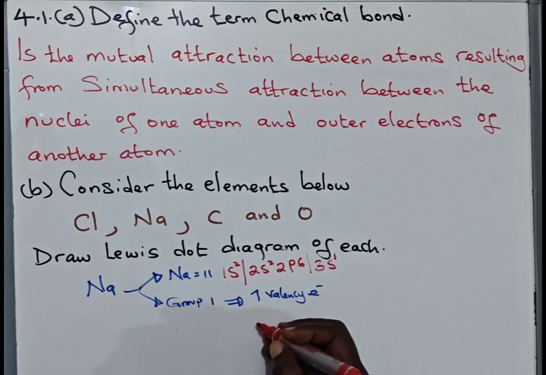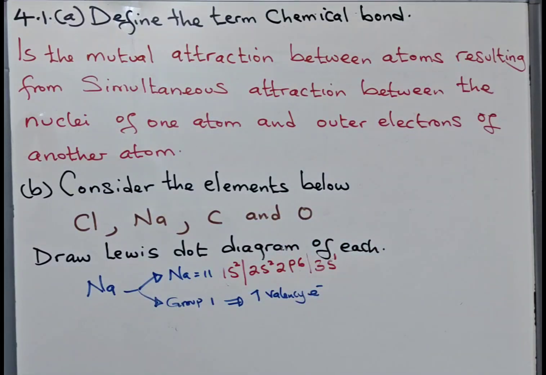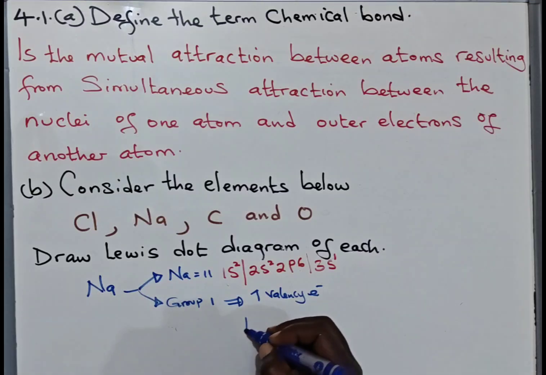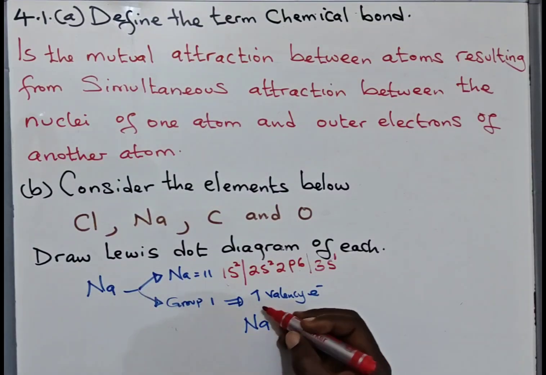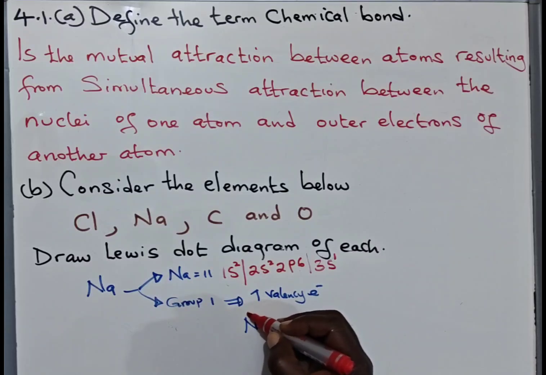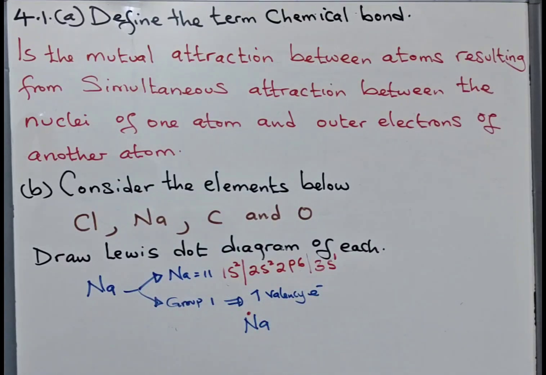So what is the next step? The next step is to have our symbol, which is sodium, and then you put your single valence electron. So what you have here is the Lewis dot diagram of sodium.